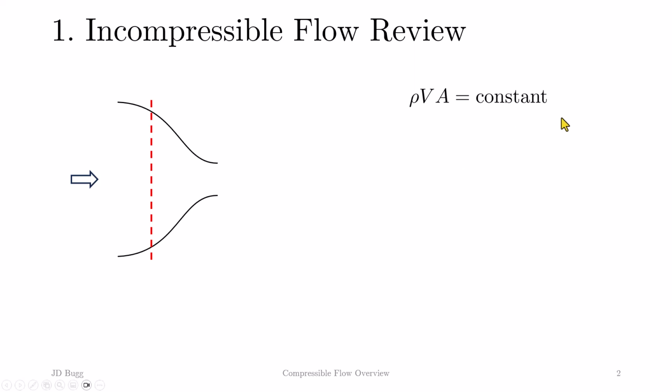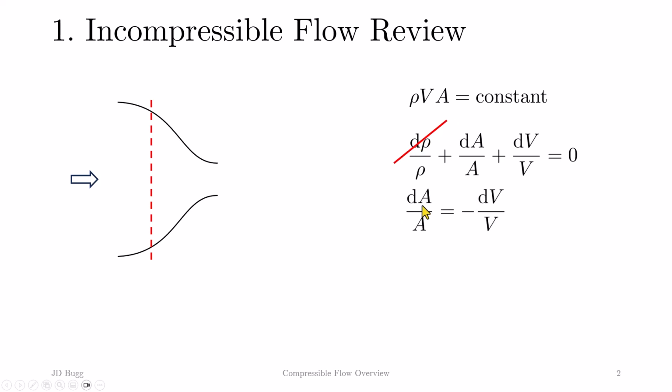If we differentiate this, we see that we have three terms representing changes in density, area, and velocity. Now remember, we're looking at incompressible flow here, so there are no changes in density. And that leads us to the conclusion that in an incompressible flow, change in area has to have the opposite sign as the change in velocity. Notice, due to this negative sign, dA and dV always have the opposite sign. For a converging section like this, dA is negative, so dV has to be positive, and the flow needs to accelerate in a converging section.